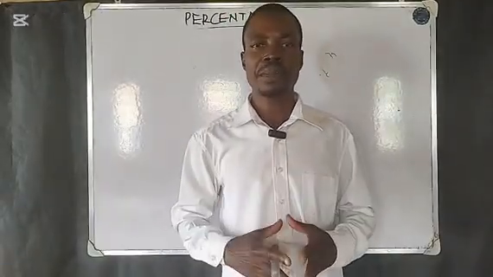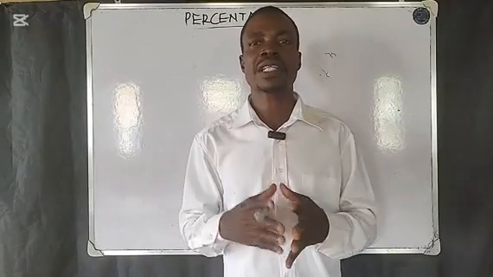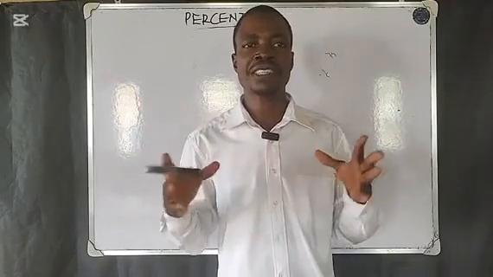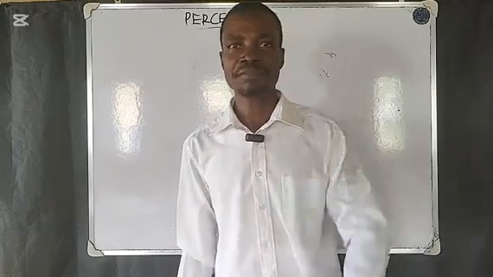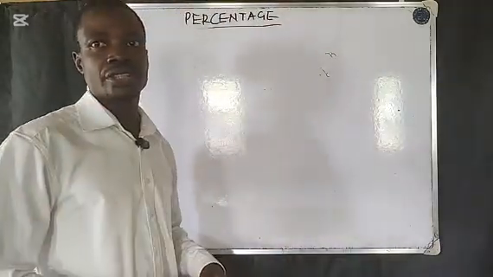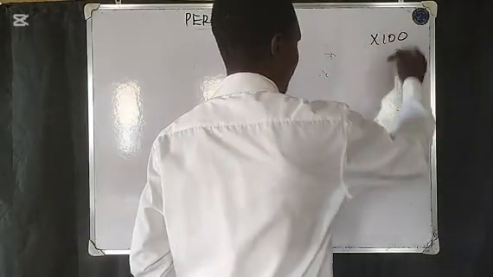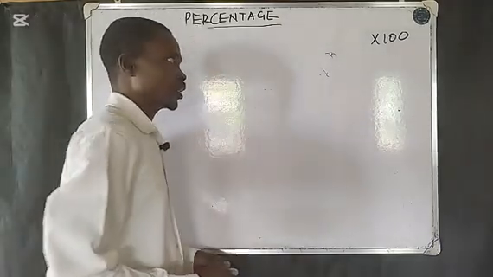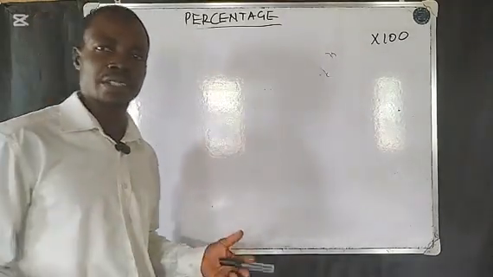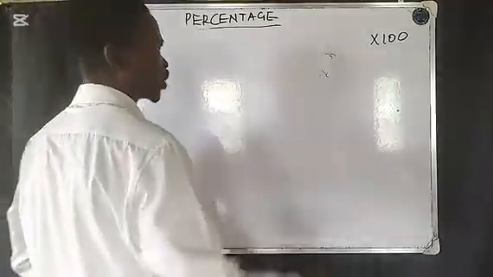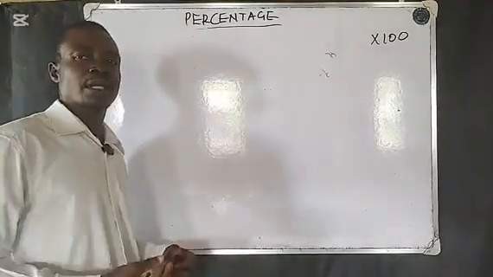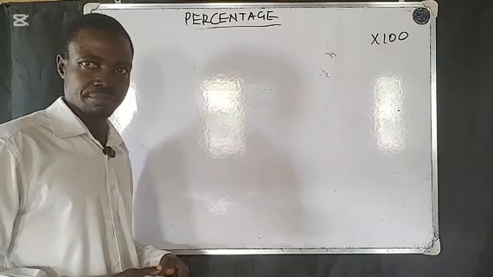Today we are going to look at percentage and make you understand it properly, if you don't understand it before. Are you ready? To express something as a percentage is to multiply it by 100. Whatever you want to express as a percentage, you want to multiply that thing by 100. We can also increase or decrease something by a percentage.